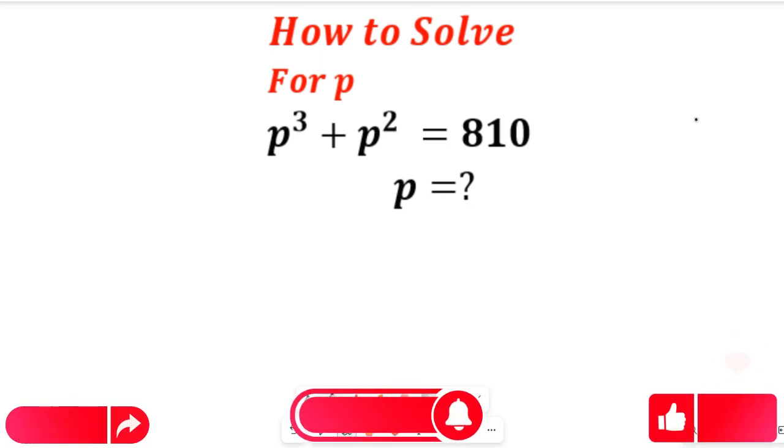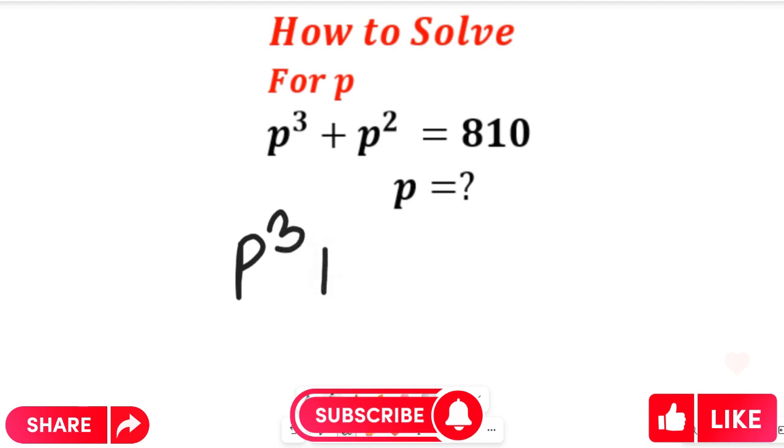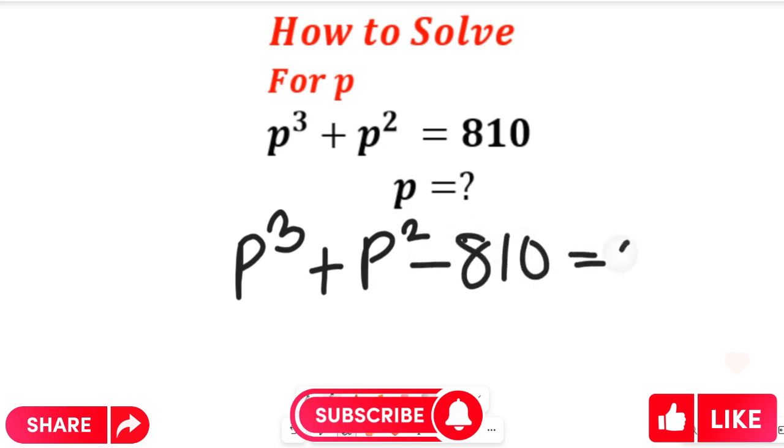We are asked to find the value of p, where p to the power of 3 plus p to the power of 2 equals 810. So, to make this polynomial equation proper, we're going to bring the value of 810 to the left-hand side. If we subtract 810 from both sides, we get p to the power of 3 plus p to the power of 2 minus 810, which will be equal to 0 on the left-hand side.